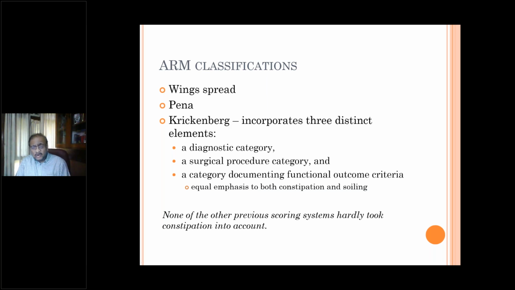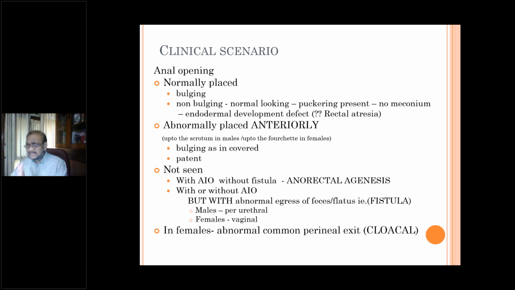Why? It incorporates three elements. Number one, diagnostic. Number two, surgical procedure category, and the category documenting the functional outcome. So the Krickenbeck classification is telling you three things. One is telling you the diagnosis. Number two, it's also telling you the surgical procedure. And three, it's also telling you the post-surgery functional outcome. And that is where it scores above the other classifications. Why? Because none of the other previous scoring systems had the third thing in mind. So they hardly took constipation and soiling into account when they were devising these classifications.